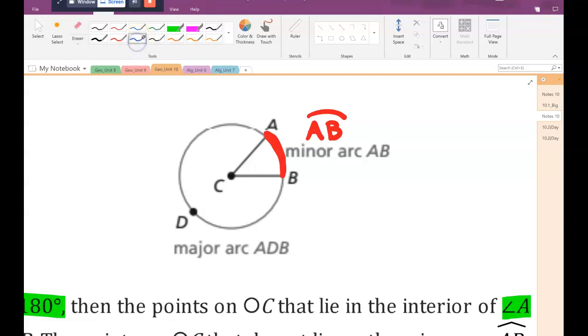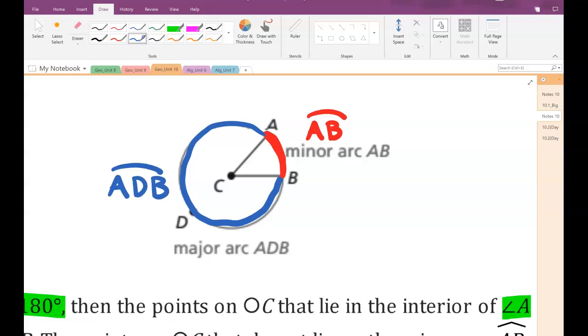A major arc would be what would be here in blue. So a major arc is always going to be greater than 180 degrees. And to name a major arc, we use the two endpoints. So A and B would be our endpoints. And then we need some middle point, so D. So we could call this arc ADB, and use a little roof, little hat. So that's the difference between what a minor arc is and a major arc.